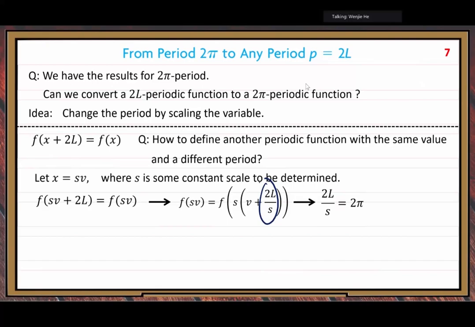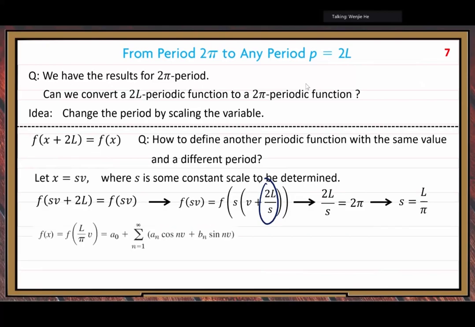So make 2L over s equals 2 pi. Then s equals L over pi. So when we choose the scale s equals L over pi, we get a new periodic function with the period 2 pi. So we have a formula for 2 pi. So we apply the formula for 2 pi periodic functions. Then we can get it for 2L periodic functions.